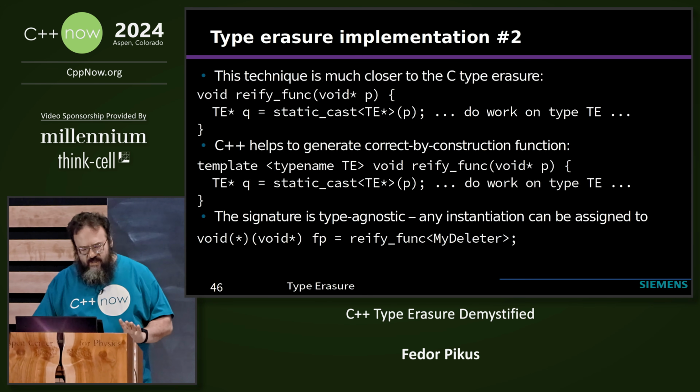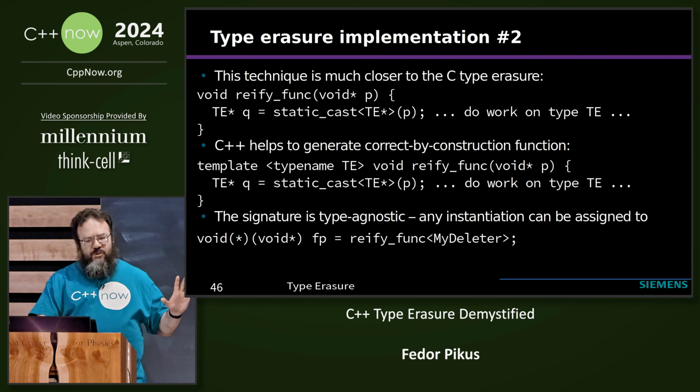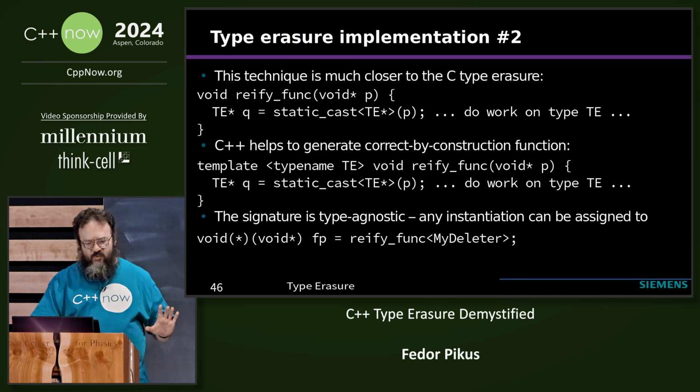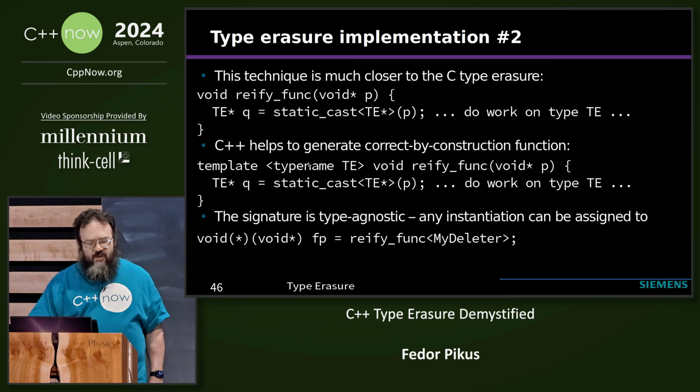Let's look at the other one, the second way, the static functions. This technique is much closer to a straight up C implementation of type erasure. If we were using C, we would write some reification function that takes a void star, casts it to our erased type, because when we write this function, we know what the erased type is, and then do some work on this type. In C++, instead, we just generate this.